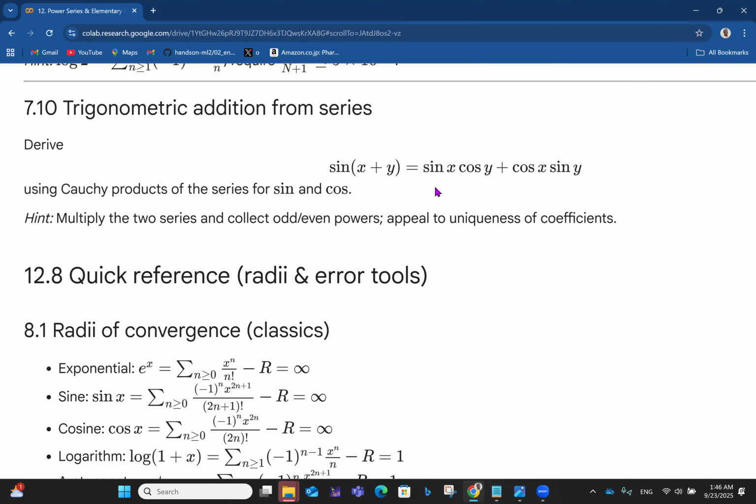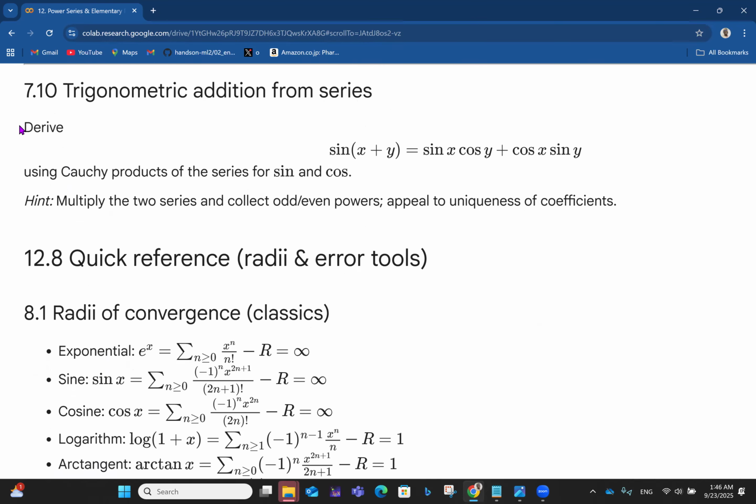Then you have trigonometric addition from series. So you want to derive that sine of x plus y is sine x cos y plus cos x sin y. I mean, the derivation is possible using Cauchy products of the series for sine and cos. Hint, multiply the two series and collect odd and even powers. Appeal to uniqueness of coefficients. That's how that goes. Okay.